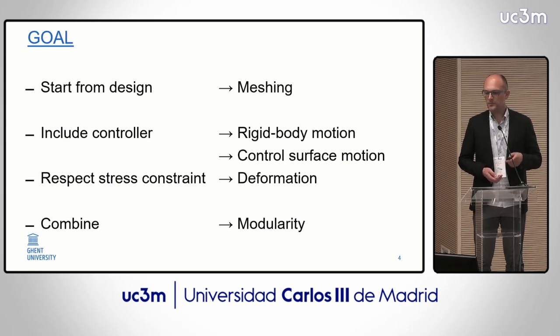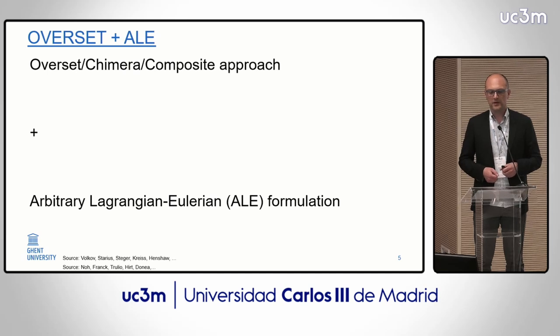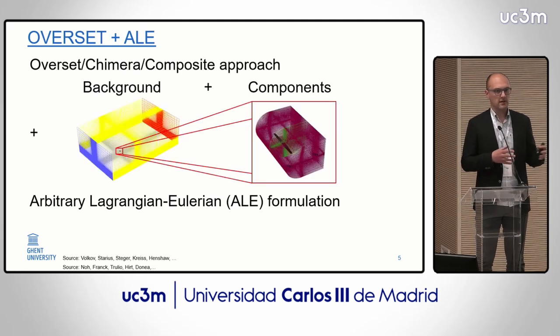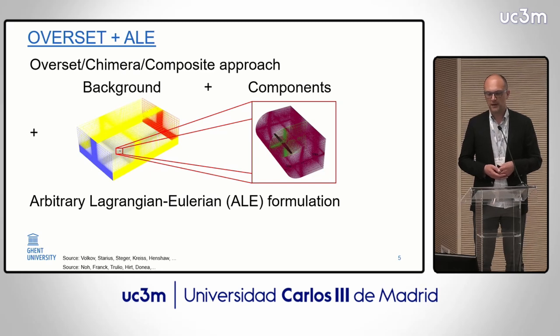And we think that we can satisfy all of them by using a combination of the overset approach and the arbitrary Lagrangian-Eulerian formulation. So this overset plus ALE combination is very powerful in our opinion. In the overset approach, we take a big box, a big Cartesian grid for the background domain, so where the bulk of the wind flow is simulated. And then on top of that, we put component meshes around the wing, the control surfaces, and so on. So it's an overlapping technique with multiple meshes.